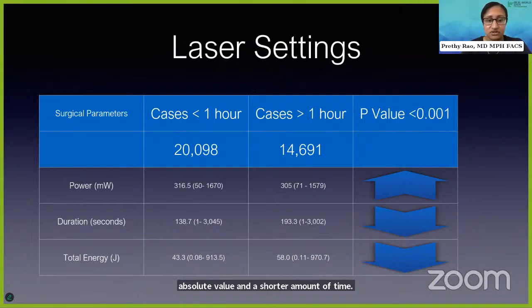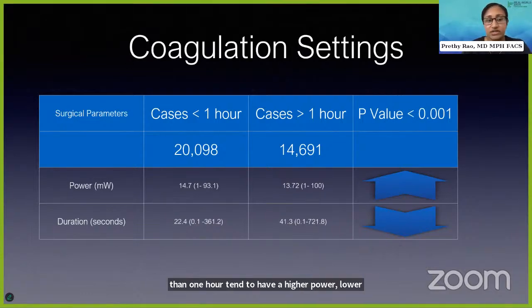Those cases that took less than 1 hour tend to have a higher power, lower duration, and a lower total energy. And same with the coagulation settings. Those cases that took less than 1 hour had a higher power and lower duration.